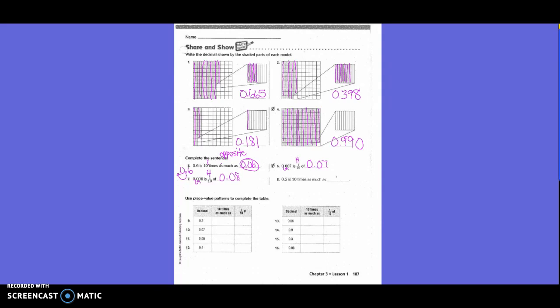Okay? 5/10 is 10 times as much as something. So this number is 10 times as much as this number. So do I need to go higher or lower? Lower. So I need to go lower. So am I going to go to the left or to the right? The left, because I need to go lower. So I need to go to the left. So my answer is 0.05. Because is 5/100 less than 5/10? Yes. Okay, so basically, 5/10 is 10 times as much as 5/100.